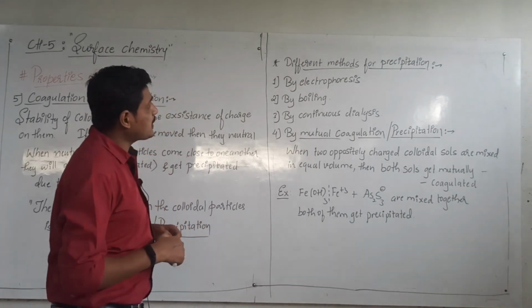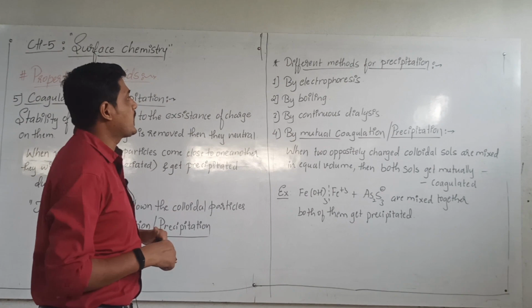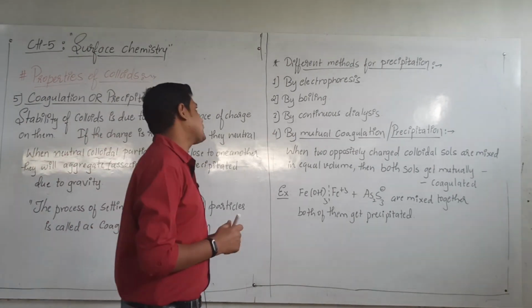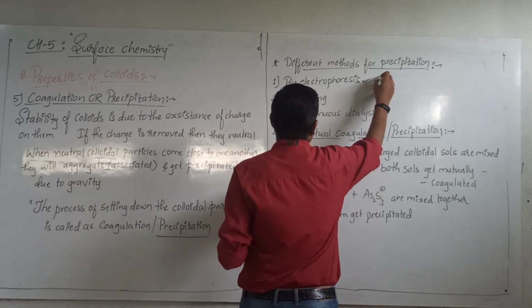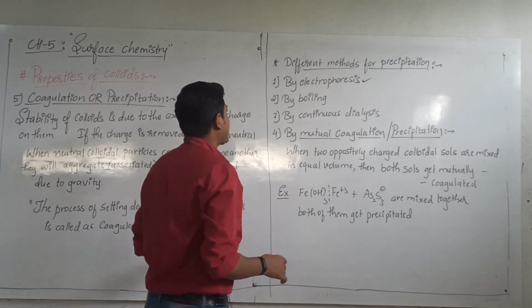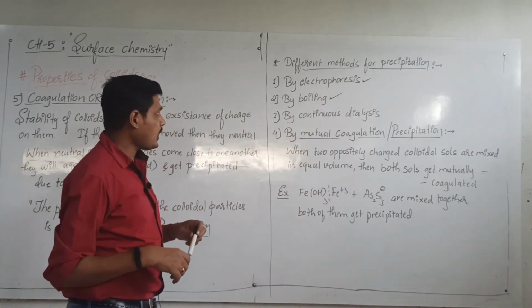Now there are different methods for precipitation or coagulation of the colloidal particles. We follow different methods. In that, the first method is electrophoresis. This we have already studied, what happens in electrophoresis. Now the second method is by boiling. So by boiling, what will happen?